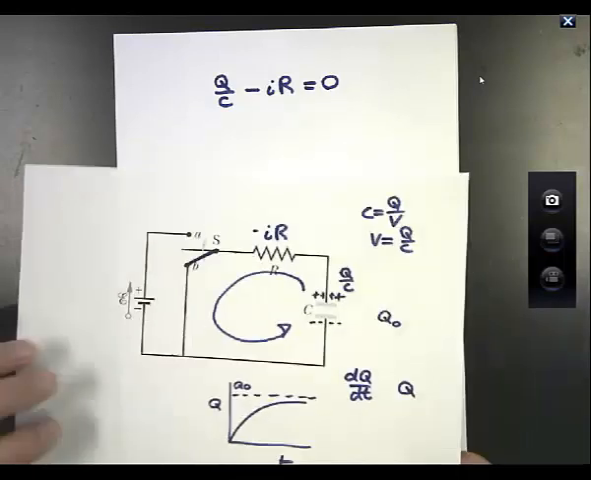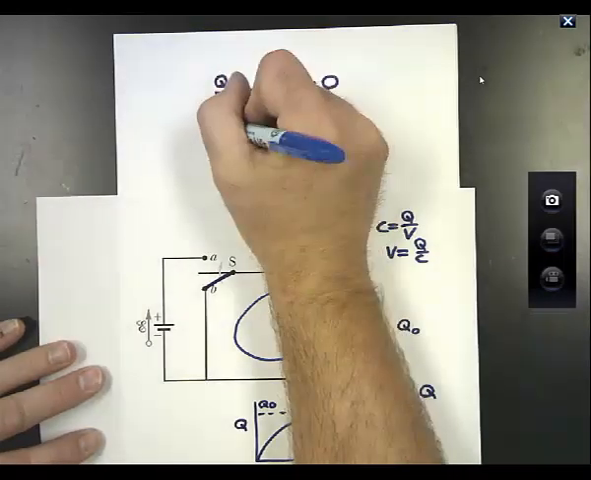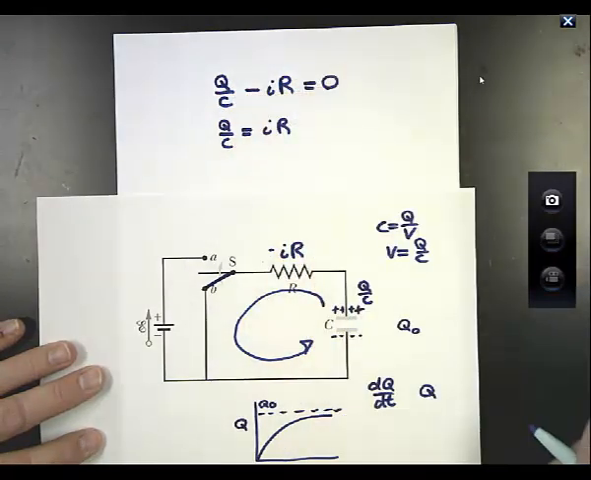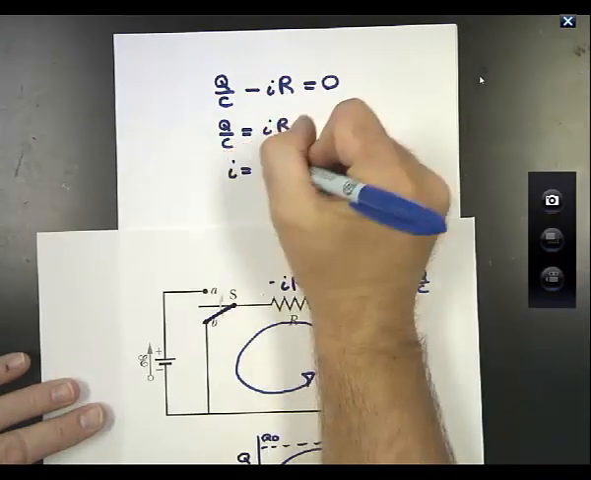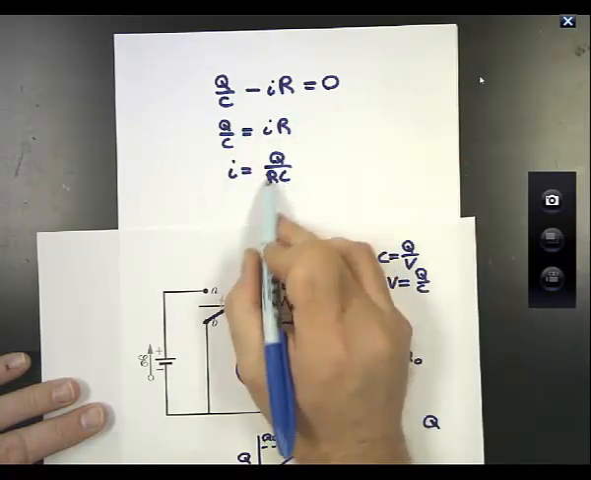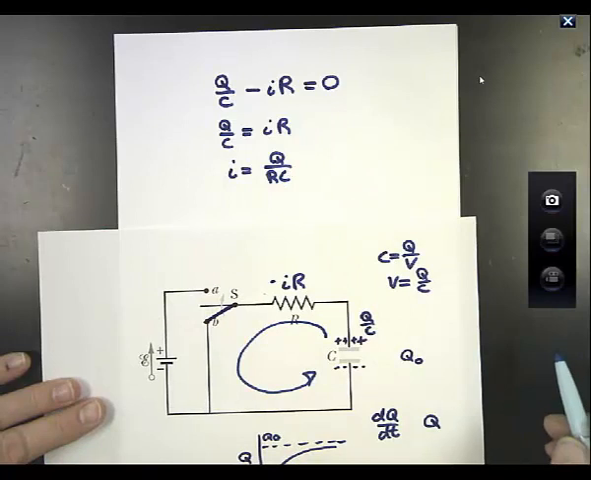Now, if that's true, then Q over C is equal to I times R, or I is equal to Q over RC. It's the first time we see this RC, which is kind of a special thing in these circuits. It's a special constant, which we'll discuss later.